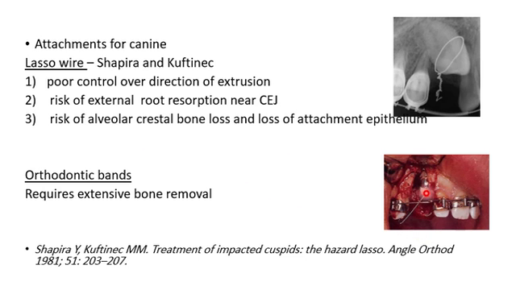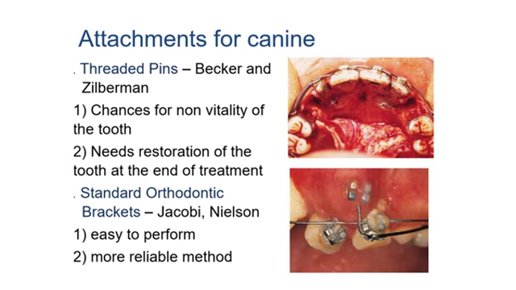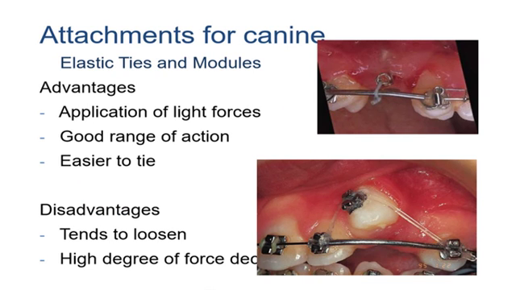Another method is orthodontic bands, which require extensive bone removal. Another is threaded pins, by Becker and Zilberman. Chances of non-vitality of the tooth, needs restoration of the tooth at the end of treatment, which is an old technique. We can also apply standard orthodontic brackets, easy to perform, a more reliable method and less time consuming. Another method is applying elastic ties.